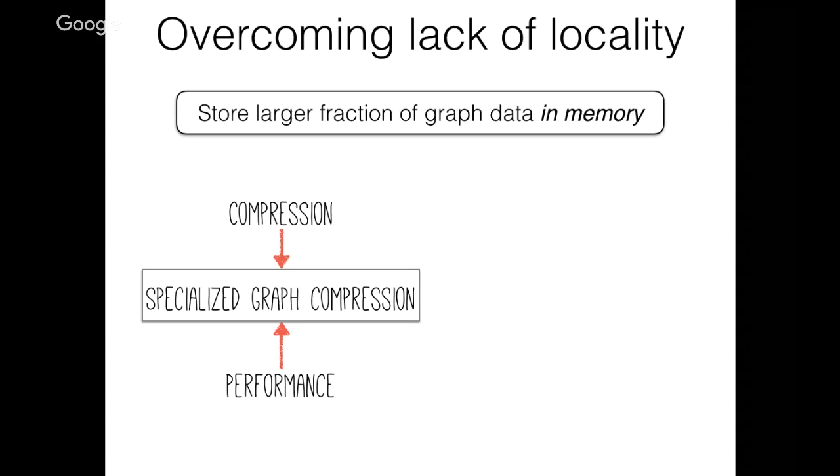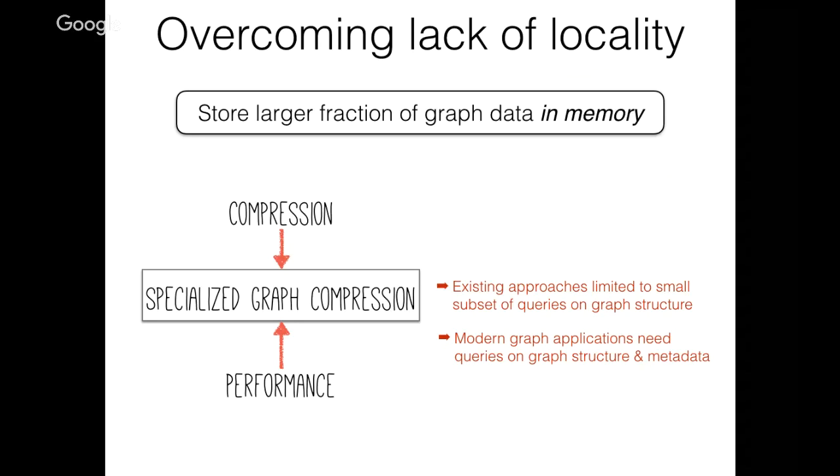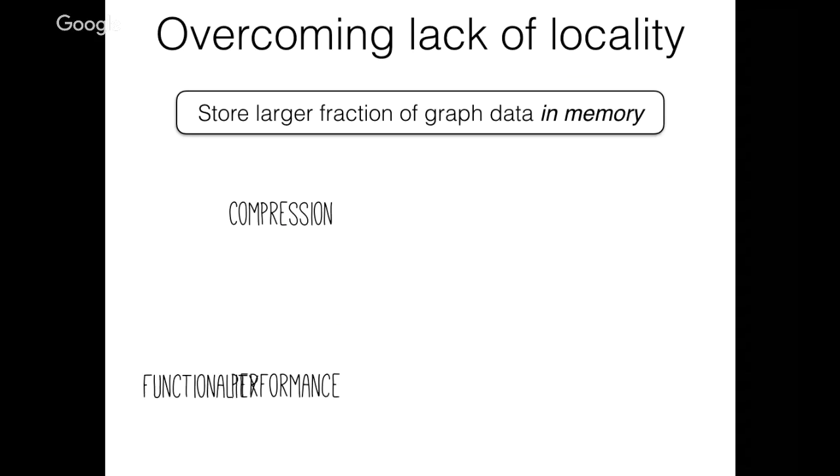To this end, there have been a number of specialized graph compression algorithms that exploit the structure of the graph itself to compress the graph as well as execute a certain set of queries on the compressed graph structure. Now, the problem with such approaches is that they're limited to a very small subset of queries on the compressed graph structure alone, whereas modern graph applications actually require queries on both the graph structure as well as the metadata associated with the graph. So the problem then boils down to how do we achieve good compression for the graph while preserving performance for these queries, as well as achieving rich functionality that is required by modern graph applications. And this is the main challenge that we're trying to resolve in this work.